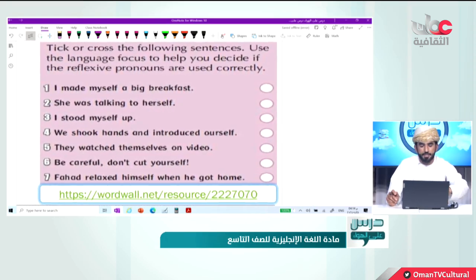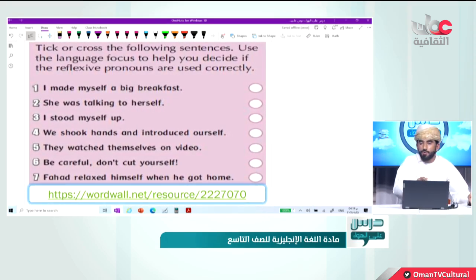Have a look at this task. What I'd like you to do in this task is to find whether each sentence is true or false. Is it correct? Did we write the reflexive pronoun correctly in the sentence or not? I made myself a big breakfast. Is it correct, guys, or not? Yes, it is. Excellent. Very good. What about number 2? She was talking to herself. Is it correct? Yes, thank you so much. Very good.